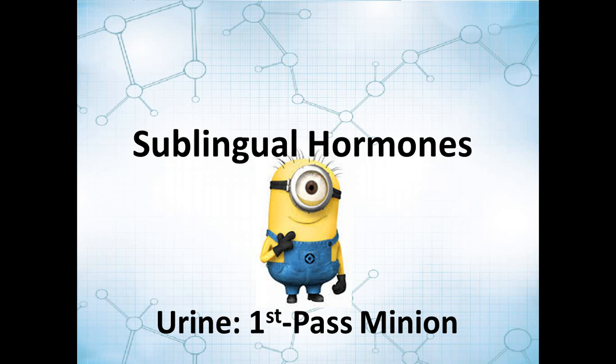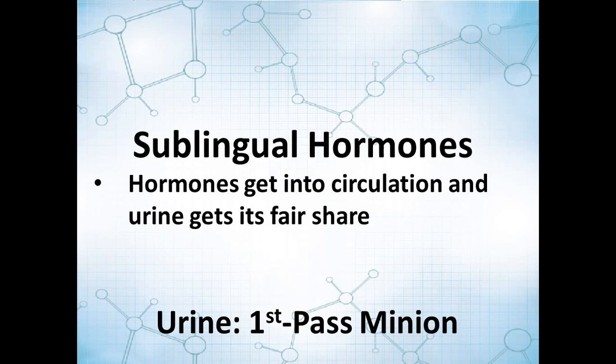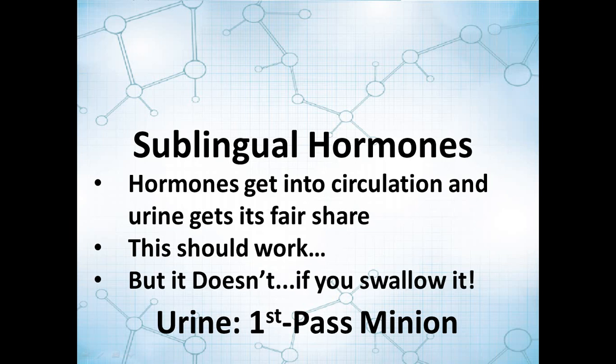So for urine testing, whether it's our Dutch test or a 24-hour urine, the big issue here is first pass metabolism, and that's going to be a very significant challenge. So what happens is hormones get into circulation, and then urine gets its fair share of that. That's where part of the hormone ends up. That's a meaningful value. But it doesn't work if you swallow a significant fraction at all.